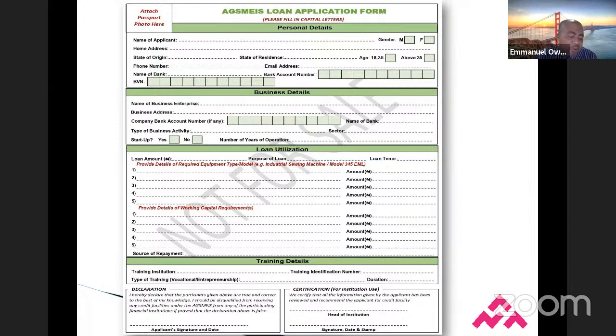Then we have what we call source of repayment. Source of repayment is always your business income, that is, the cash flow that we are generating from the business. Don't think that maybe you have other sources of income. We bankers, we don't look at other sources of income as a source of repayment. Whatever business you are doing, you will be able to generate enough money from that particular business to pay back your indebtedness.